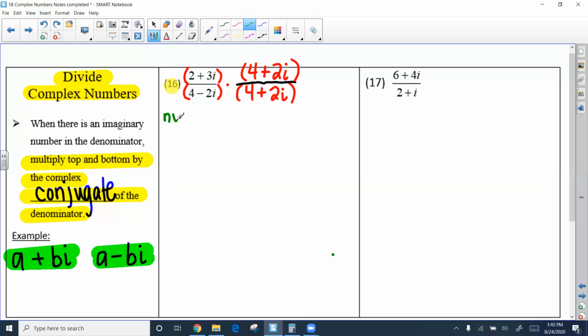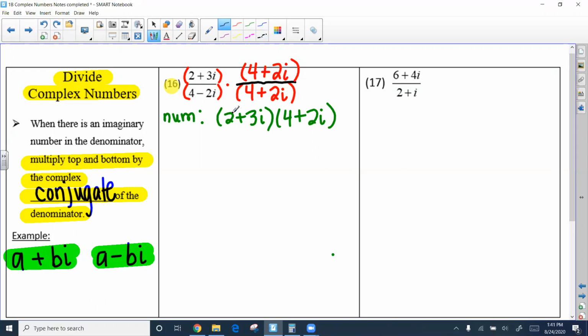So let's do the numerator first. In the numerator, I'm multiplying 2 plus 3i times 4 plus 2i. So I'm multiplying the numerators together. This is why we need to be able to do multiplying. You can either use box method or distributive property. Well, they're the same thing. I'm just going to do the distributive property here, mostly to save a little space.